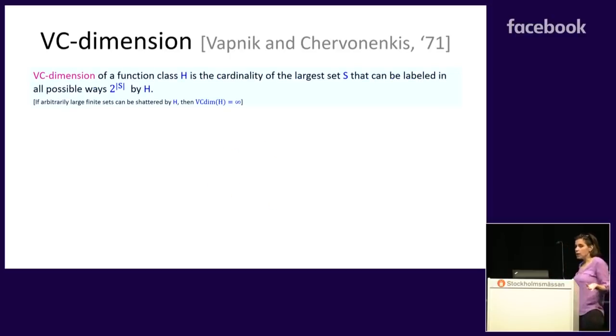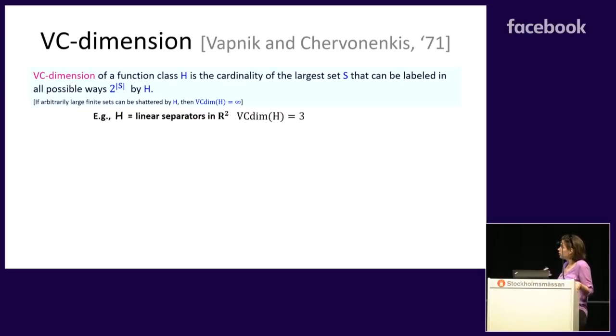Okay, and what is the VC dimension? Well, the VC dimension of a class H is just the cardinality of the largest set S that can be labeled in all possible ways by functions in H. If a set can be labeled in all possible ways by functions in H, we say that the set is shattered. Again, the VC dimension is just the cardinality of the largest set S that can be labeled in all possible ways by functions in H.